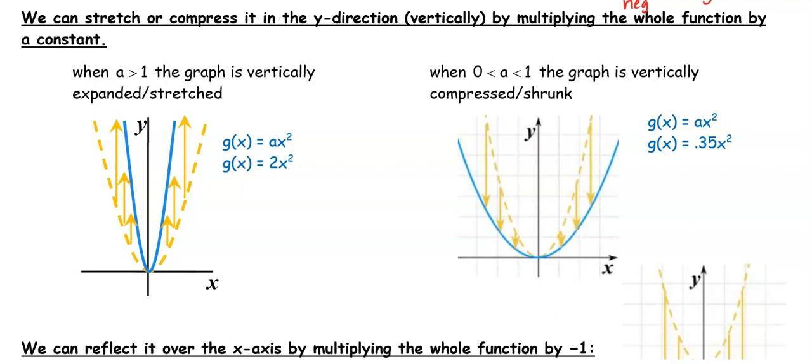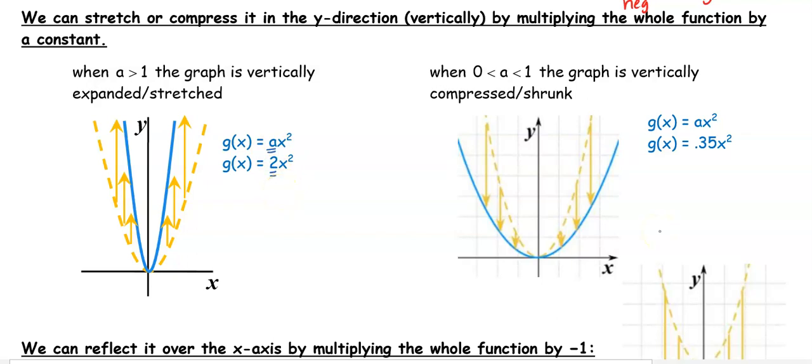So when your a value is greater than 1, not just positive, because positive negative is going to mean something completely different, but when it's bigger than 1, we're going to stretch it. So again, we see that gold graph, that's our parent function. When I vertically pull it, it's going to stretch it, making it skinnier. And we see that that a value has turned into a 2. So when that a value is bigger than 1, it's stretched. It's becoming a skinnier graph.